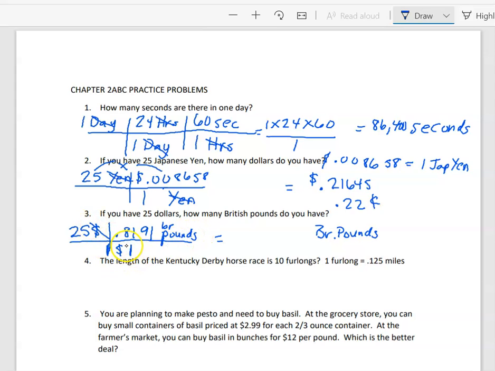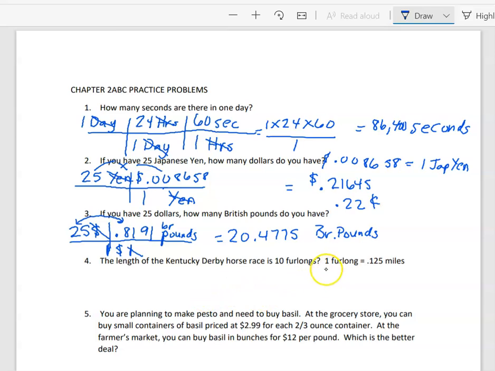So my dollars are going to cancel out. I'm going to take 25 and multiply it by 0.8191. Sorry, this is not a 1. I'm going to say 25 times 0.8191, and that's going to give me 20.4775 British pounds, depending on how they want me to round. If they wanted me to round to the nearest pound, I would say 20 pounds, because if the number that we're rounding is 4 or less, it's going to stay the same.